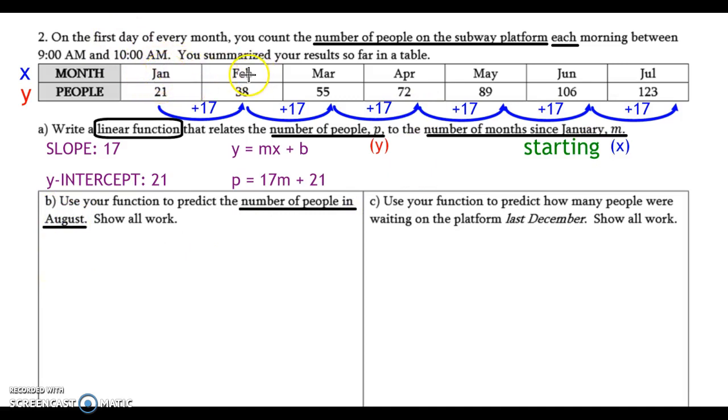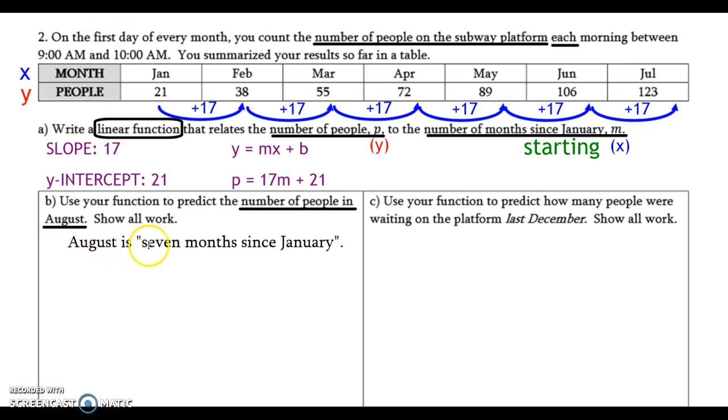February is 1 month since January. March is 2 months since January, and so on. So we know that April is the 4th month of the year, but it's been 3 months since January. That means August is the 8th month of the year, but it's been 7 months since January. I'm going to write that out because it's an important point.